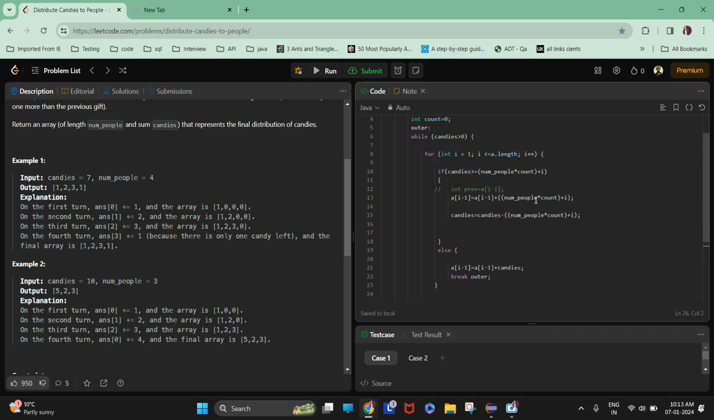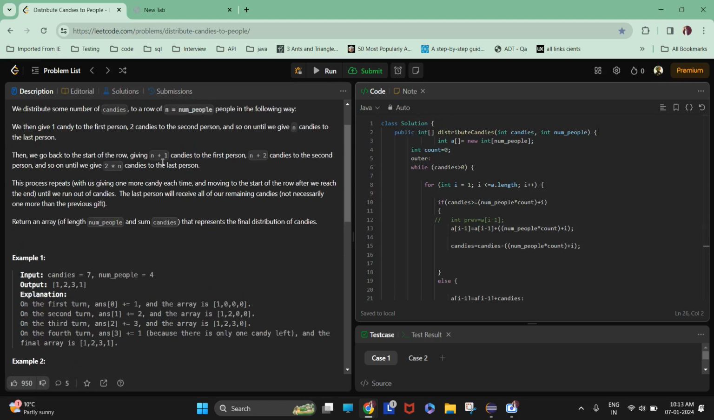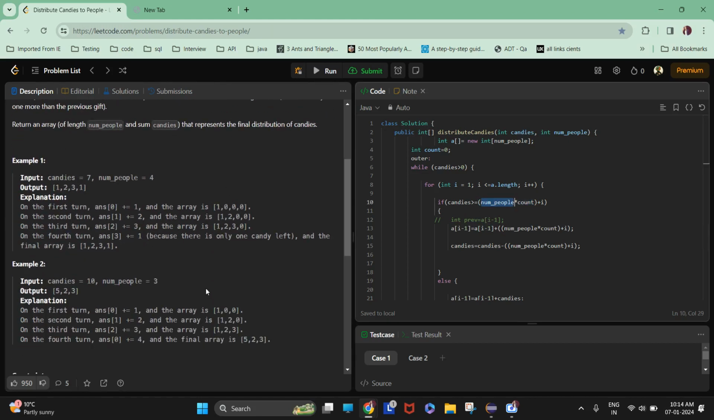Because in the next iteration we need to distribute n plus 1, n plus 2, that is num people into count plus candies, that is n plus 1 candies, then n plus 2 candies to the second person. Then again in the third loop we need to distribute 2n candies, depending on the count, which will be equal to 2 and num people, that is 2n plus 1 candies. Then 3n plus 1 candies, 4n plus 1, if the iteration continues in the fourth loop and candies are still left.